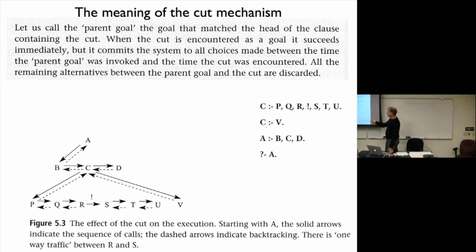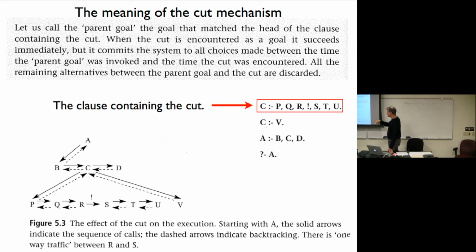So can somebody tell me, how in the heck can we get to V? Yes, only if P, Q, and R fail. If P, Q, and R fail, then we didn't ever get to the cut and we didn't discard anything. Are you with me? So then we'll come back up here. So now watch this. Now here are the definitions.